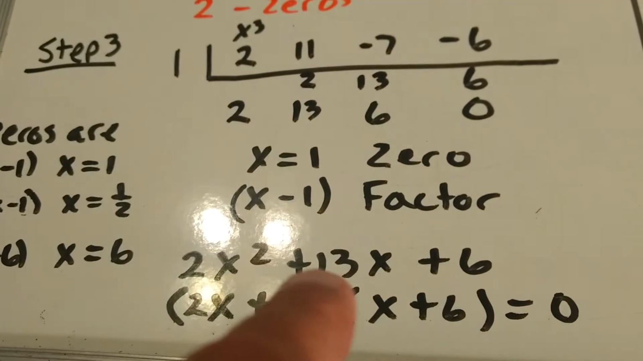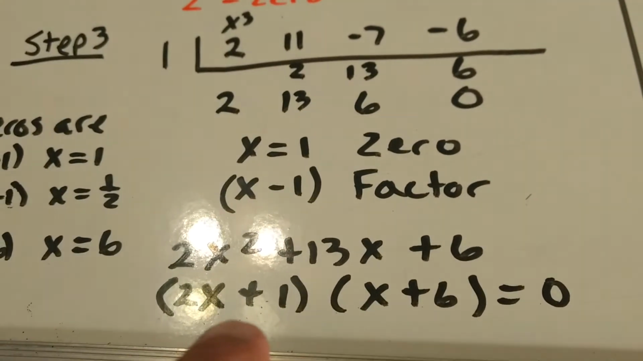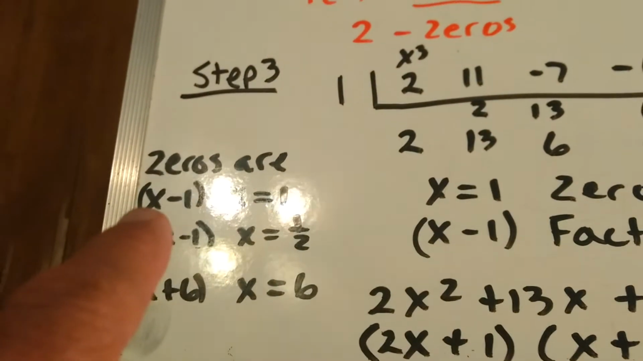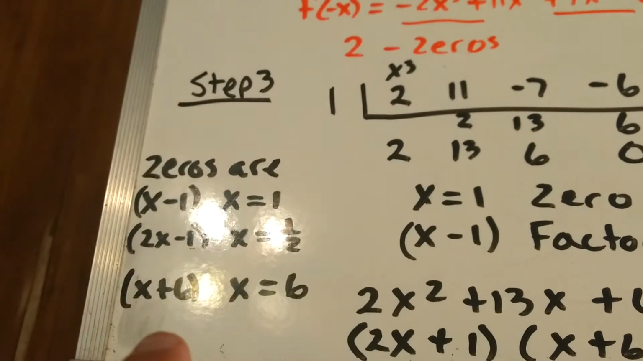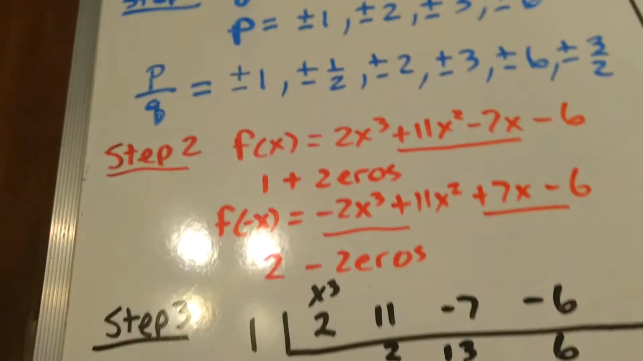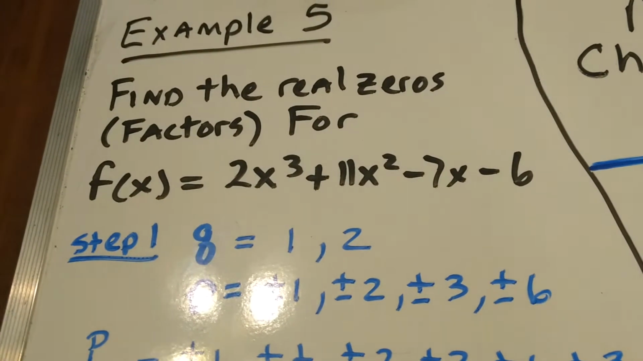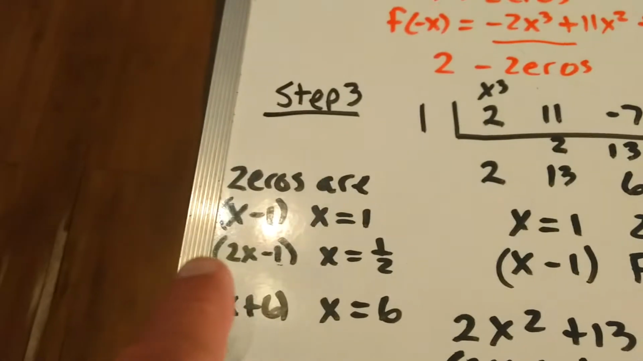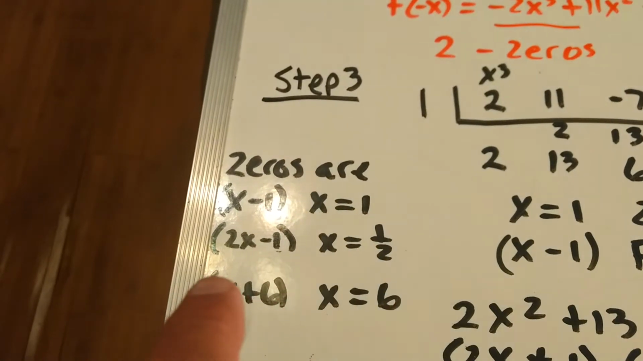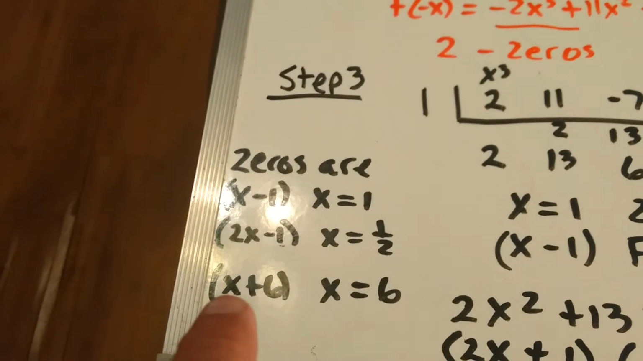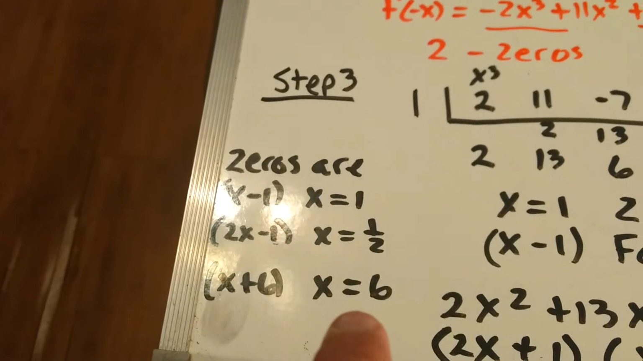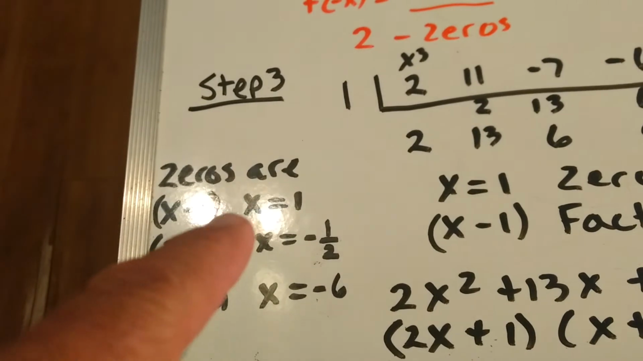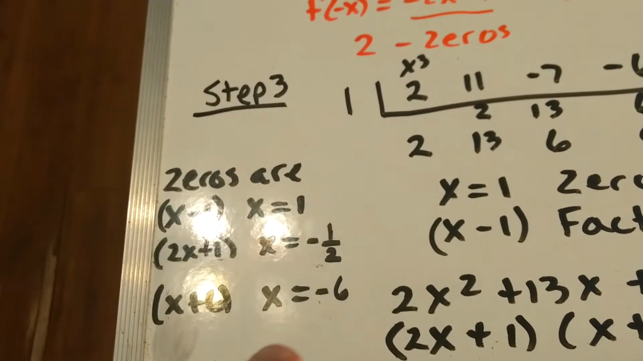So see, 2x squared plus 13x plus 6 factors into 2x plus 1 times x plus 6. So here are our factors. If you multiply x minus 1 times 2x plus 1 times x plus 6, you will get 2x cubed plus 11x squared minus 7x minus 6. At the same time, x minus 1 is x equals 1. 2x plus 1 is x equals negative 1 half. X plus 6 equals a negative 6. So here's your zeros. You've got a positive 1, negative 1 half, negative 6.